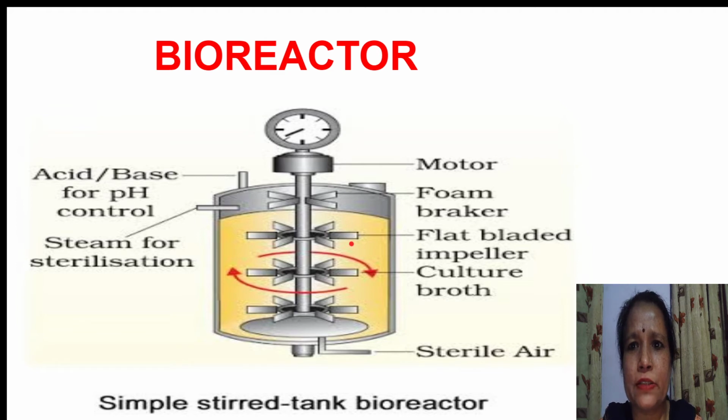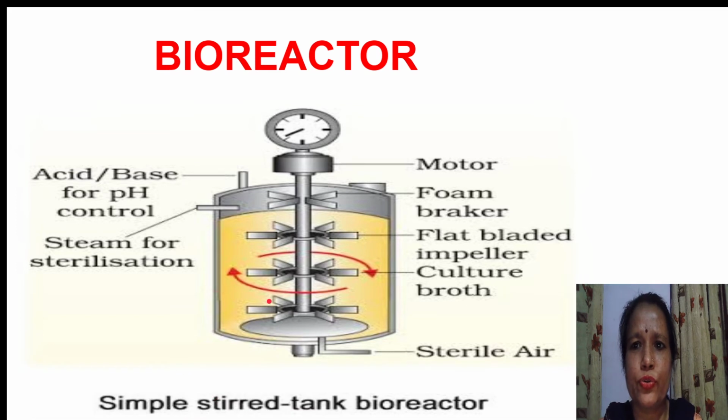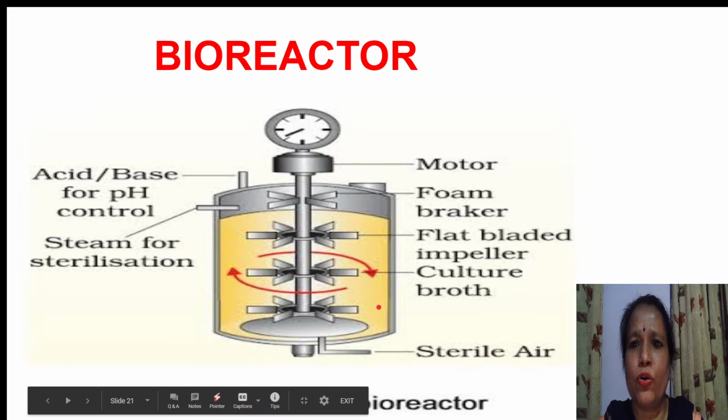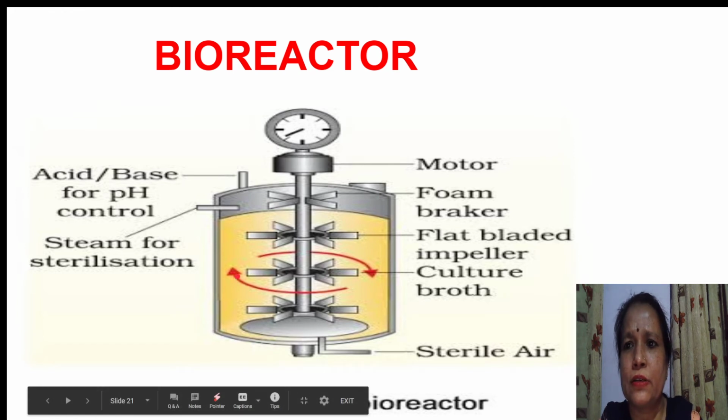It also prevents the settling of the cells at the bottom of the bioreactor. Then there is a cooling device. This is a cooling device. So there is a thermal jacket of cool water used to control temperature. Now suppose the temperature rises or it is heated up, then cold water flows in it. But if the temperature is low, then hot water will flow around it, so the temperature of the bioreactor is maintained.